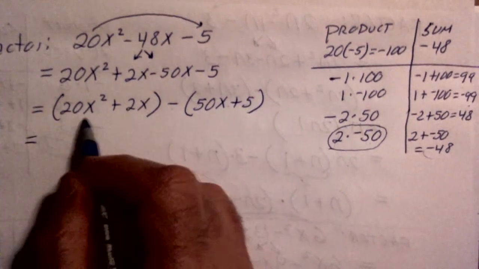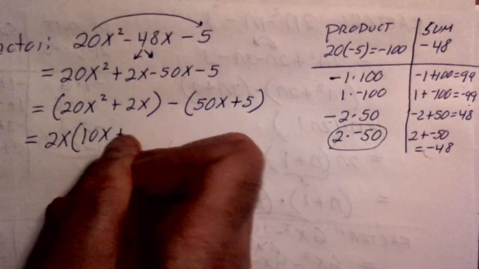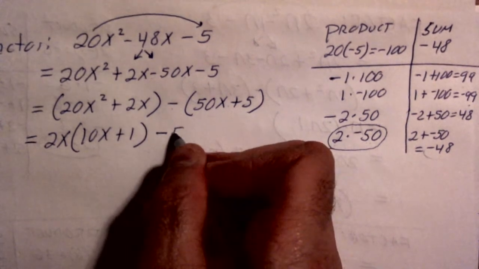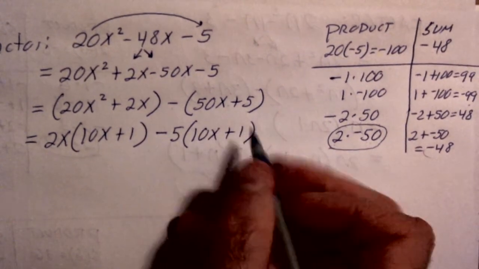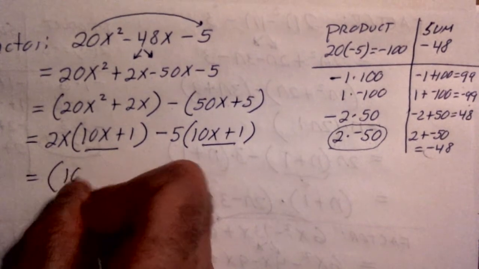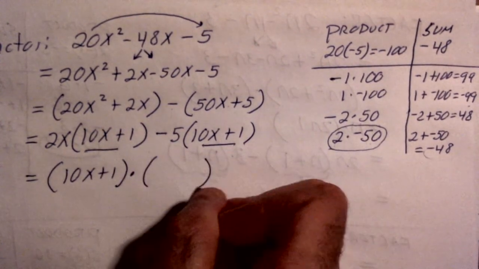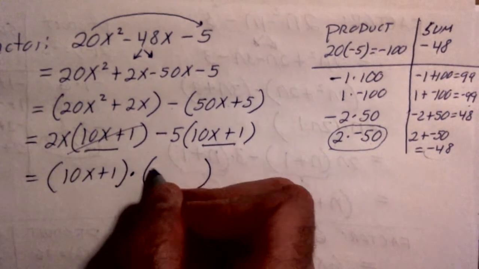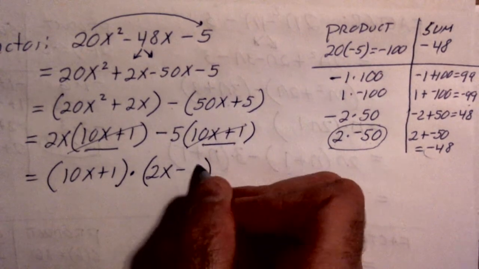Out of the first 2 terms, I can factor out a 2x, and that will leave behind 10x plus 1. Out of the last 2 terms, I can factor out a 5, leaving behind 10x plus 1. Notice now we can factor that common binomial factor of 10x plus 1 out of both terms. There it is. Times what would I leave behind? Well, when I factor 10x plus 1 out of the first term, I'll leave behind 2x. And when I factor it out of the second term, I'll leave behind minus 5.